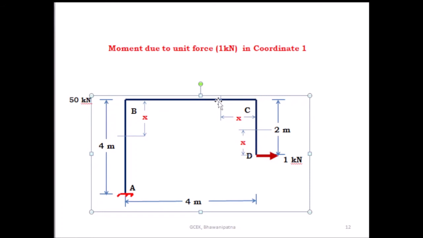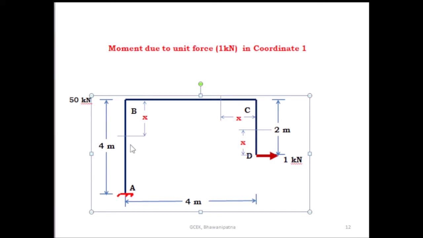Then take a section at a distance x from the point C. So what is the moment here? This is 1 into 2, the perpendicular distance. This is also anti-clockwise, so minus 1 into 2, this is minus 2. So here minus x, and here the moment is minus 2.